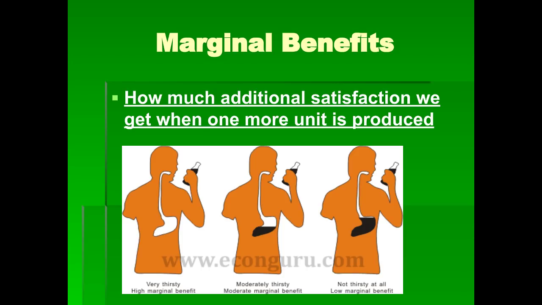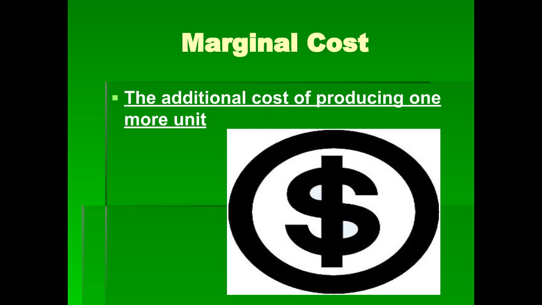So the marginal benefit is just a measurement of how happy people are if one more unit of whatever it is produced. Now, a business will look at marginal benefit. They'll also look at marginal cost. How much money is producing one more thing going to cost them?